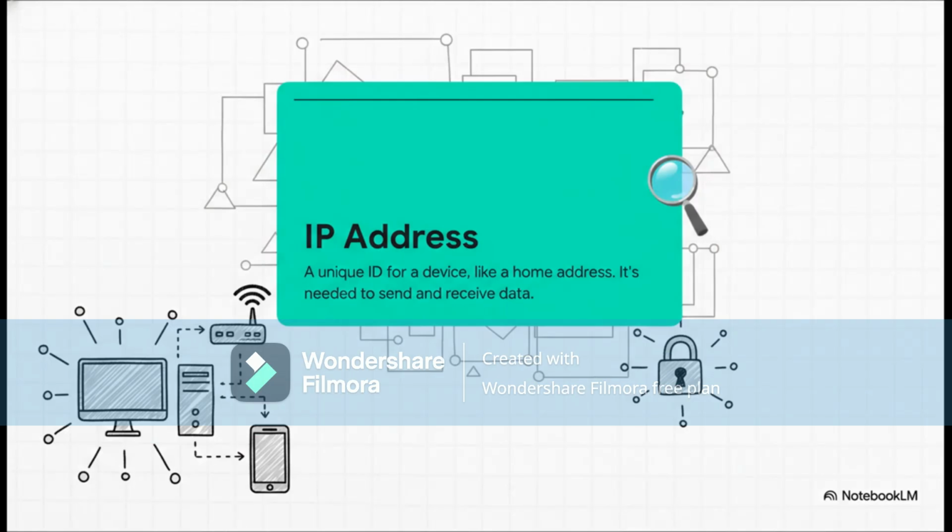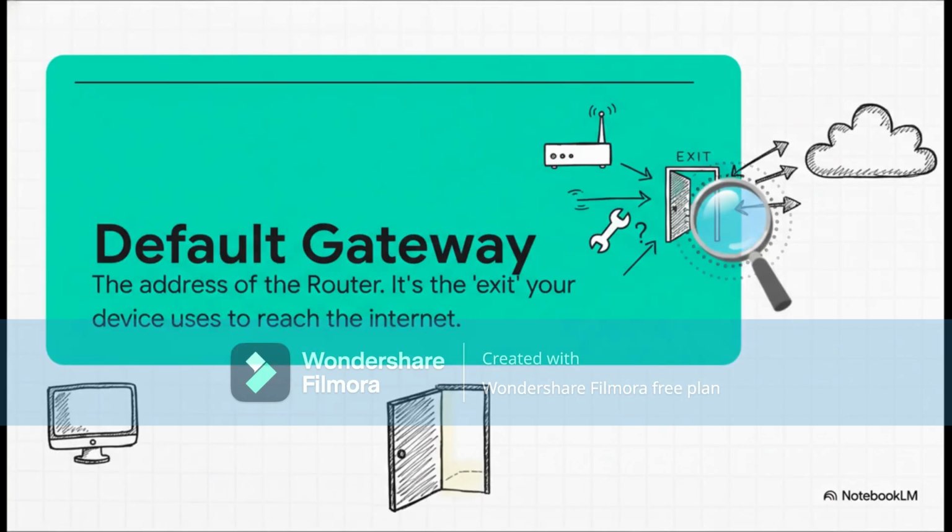So, let's get the official definition down for your exams. An IP address is a unique ID for a device on a network. It is absolutely essential. If you don't have one, no data can find you, and you can't send any data out. Simple as that. And the default gateway? That's just the IP address of the router. It's the official exit door for your network. Your computer has to know the address of this door to send anything to the outside world.